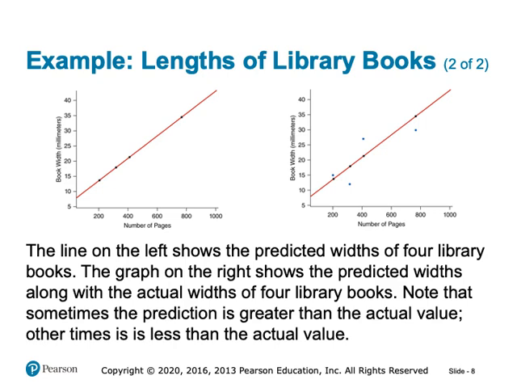The line represents the relationship predicted by our regression equation, which we discussed on the previous slide. Now, on the right side, we have a more detailed view. This graph shows both the predicted widths and the actual widths of the same 4 books. The predicted values still follow the red line, but the blue dots represent the actual measurements we took. As you can see, the actual widths of the books do not always match the predictions exactly. In some cases, the actual width is slightly greater than what the model predicted. In other cases, it is less.